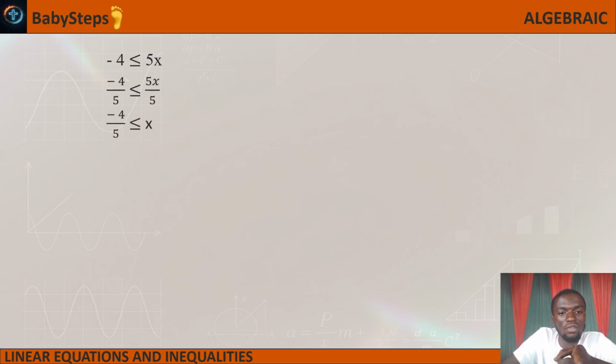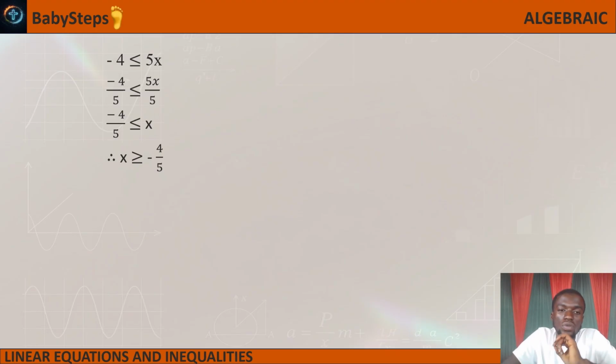So what do we have? We have negative 4 over 5 less than or equal to x. See that the sign has not changed. The sign hasn't changed. Less than or equal to x. Then we conclude by saying x is greater than or equal to negative 4 over 5.